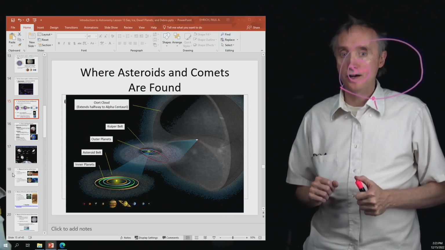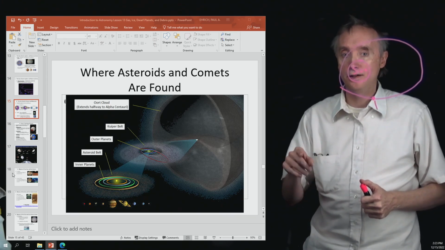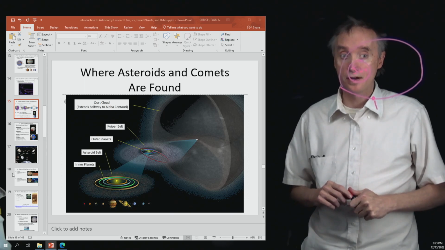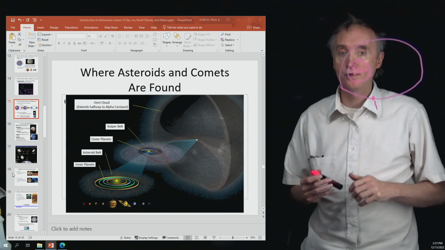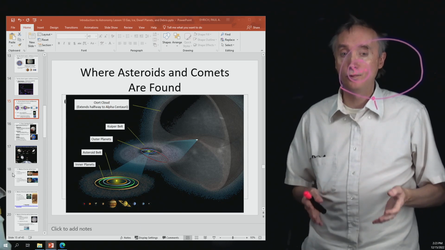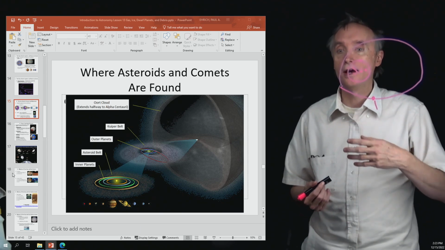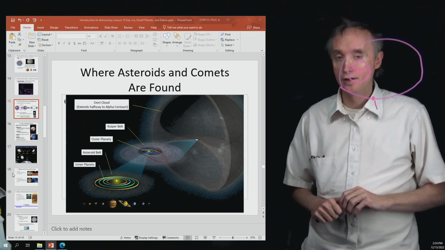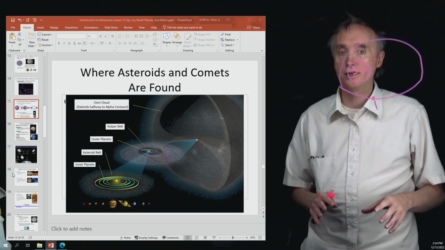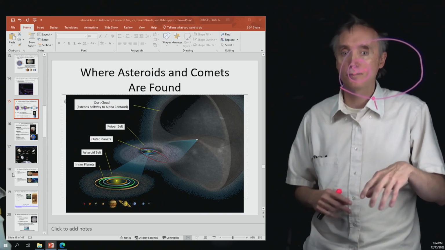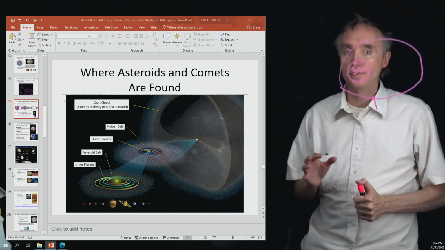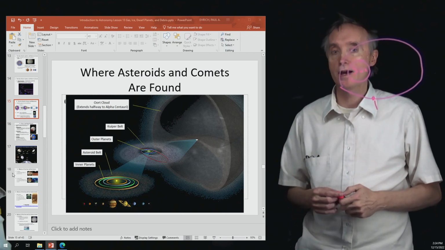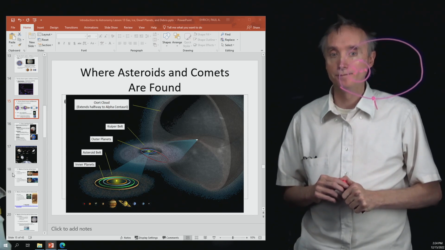So why don't you find very many comets in the asteroid belt? It's because it's too close to the sun, and it's very close to where the ice line was. Remember we talked about the ice line and the formation of the solar system. So ice really cannot exist in that region. There probably is some ice amongst the asteroids, but it's mostly asteroids in the asteroid belt.